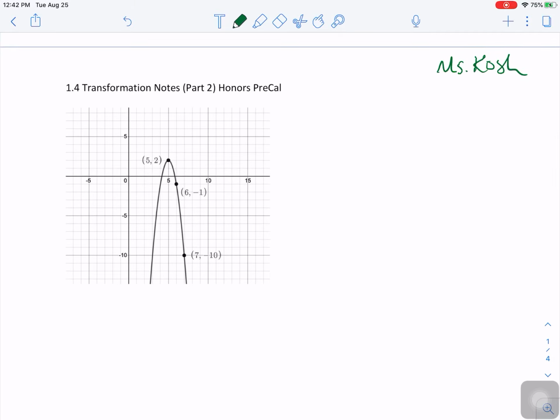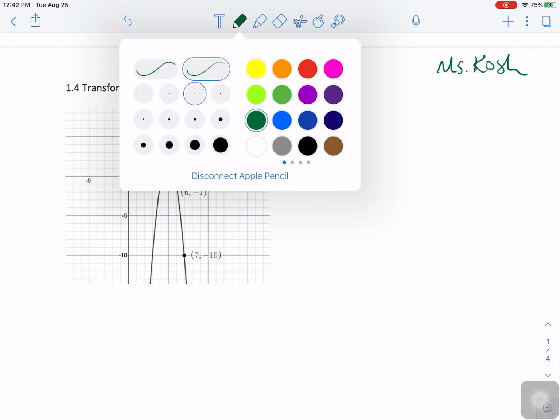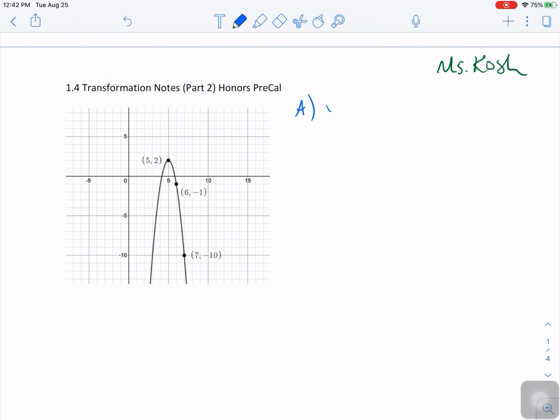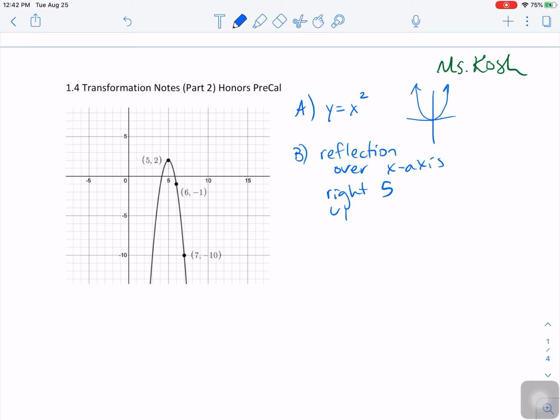Okay, so this, the parent function is x squared, which would look something like this. So I see that there's a reflection over the x-axis. I see that it went to the right 5, up 2, and it's probably a vertical stretch. But we're going to let a come out in a second.